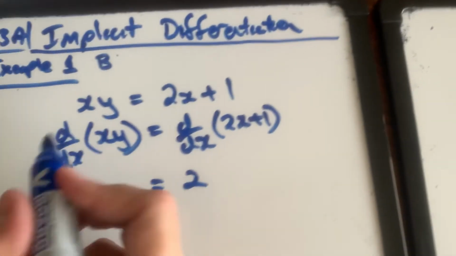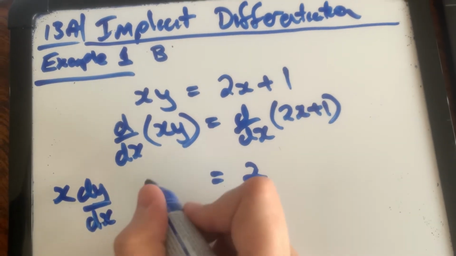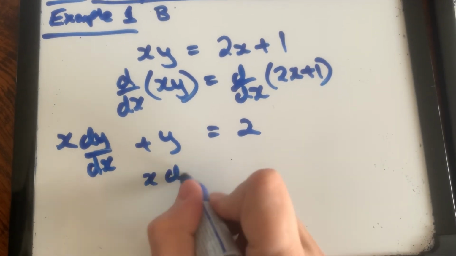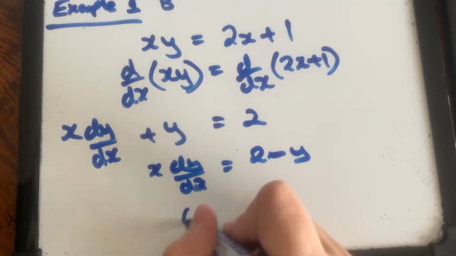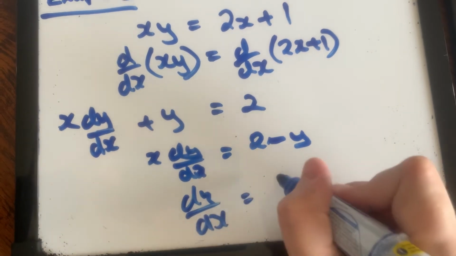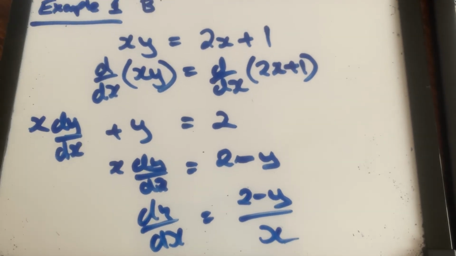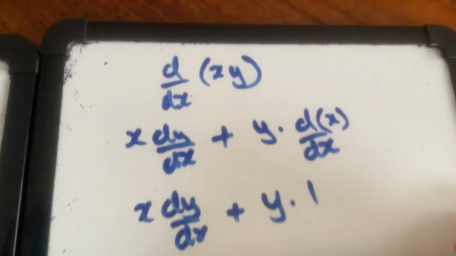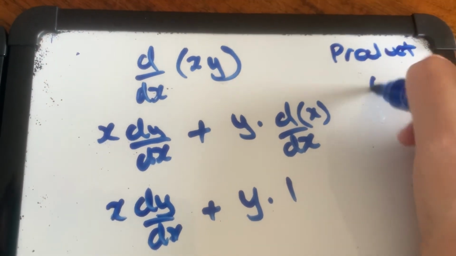So putting that back over here, I've got x dy/dx plus y equals 2. So that's x dy/dx equals 2 take y, dy/dx equals 2 take y over x. And there's our derivative. So the key point with this one is when you want to implicitly derive xy, we're using product rule. We substitute it back over.